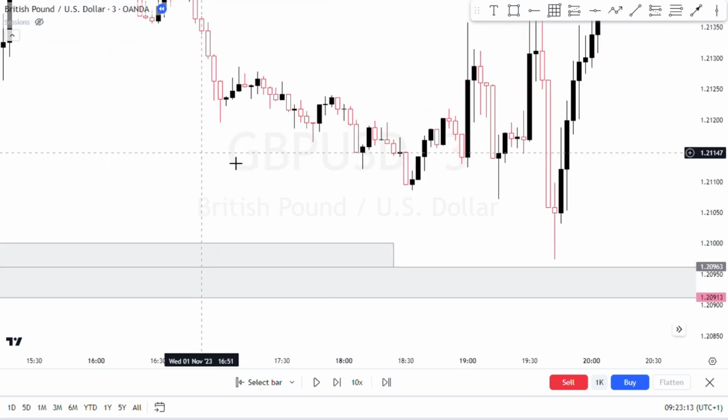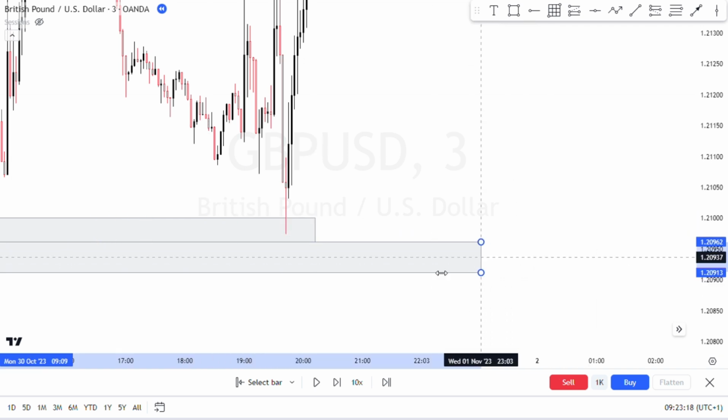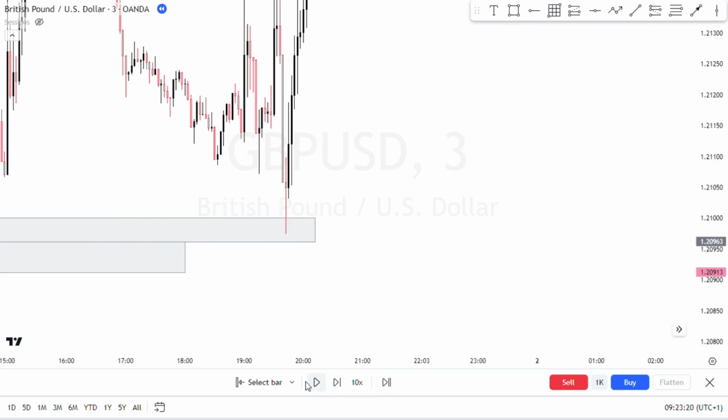That is the reason why you can see the price come all the way down to tap into this particular order block. If we set our entry using this 3 minutes order block, let's check out the risk to reward, only the risk to reward ratio.